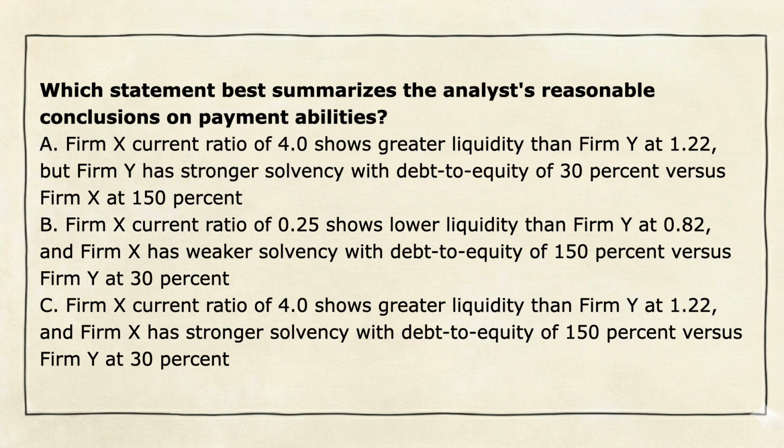A: Firm X's current ratio of 4.0 shows greater liquidity than firm Y's at 1.22, but firm Y has stronger solvency, with debt to equity of 30% versus firm X at 150%. B: Firm X's current ratio of 0.25 shows lower liquidity than firm Y's at 0.82, and firm X has weaker solvency, with debt to equity of 150% versus firm Y at 30%. C: Firm X's current ratio of 4.0 shows greater liquidity than firm Y's at 1.22, and firm X has stronger solvency, with debt to equity of 150% versus firm Y at 30%.